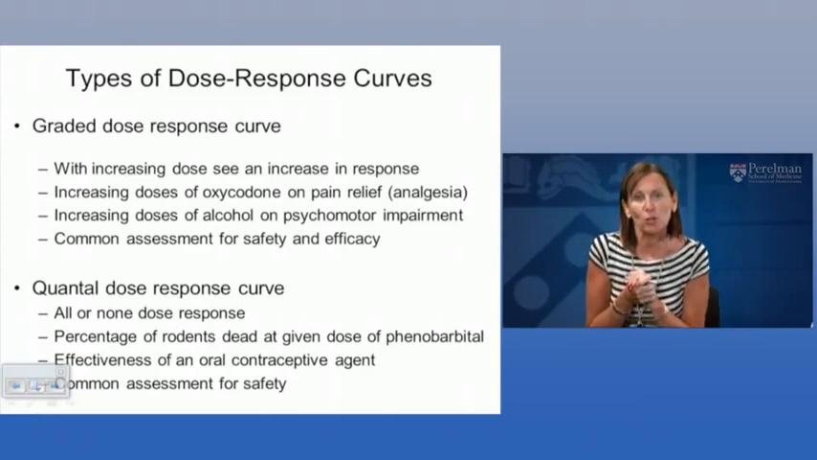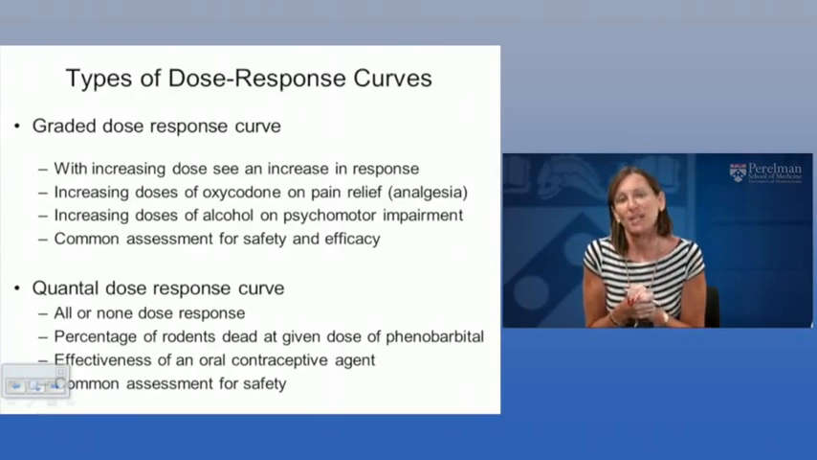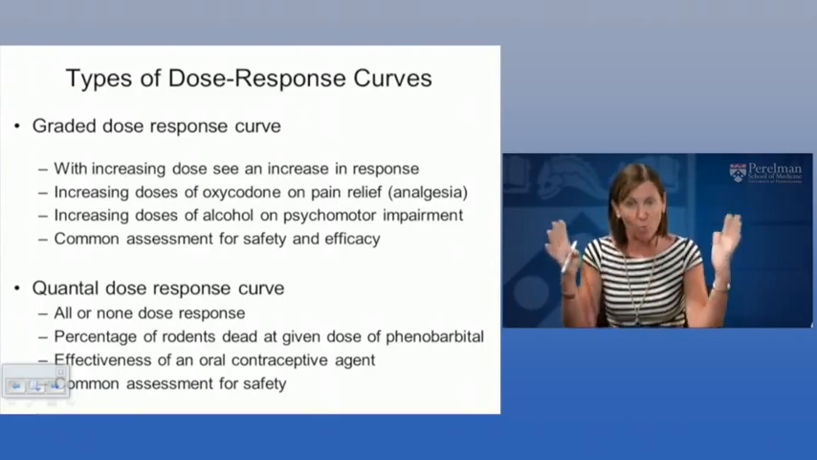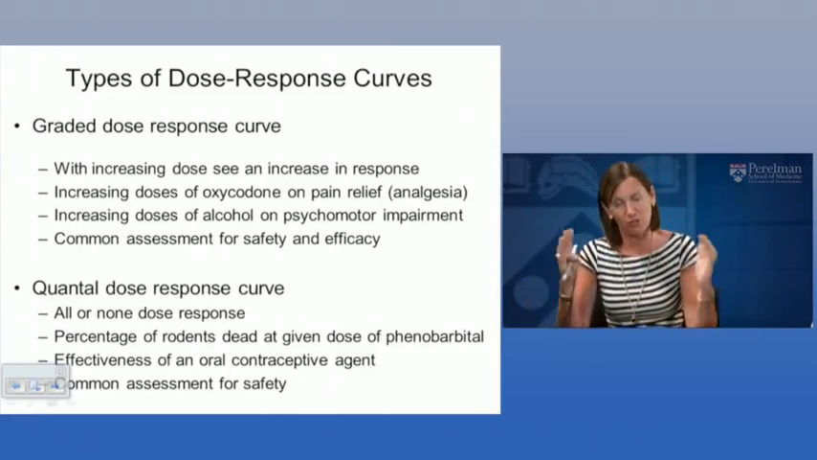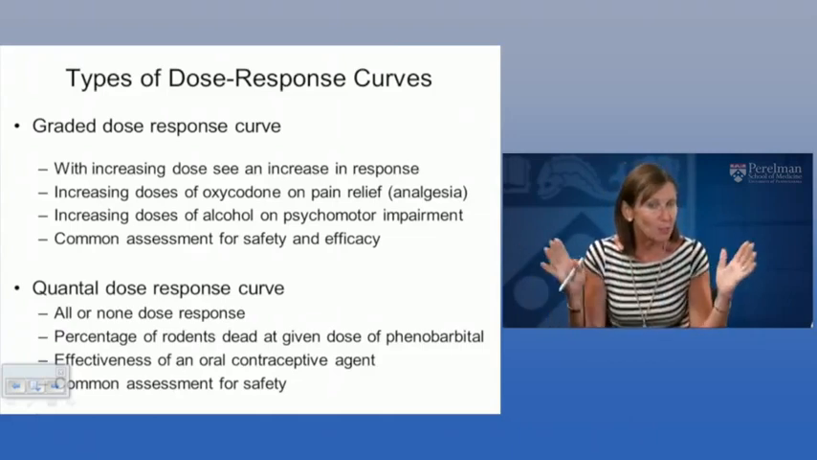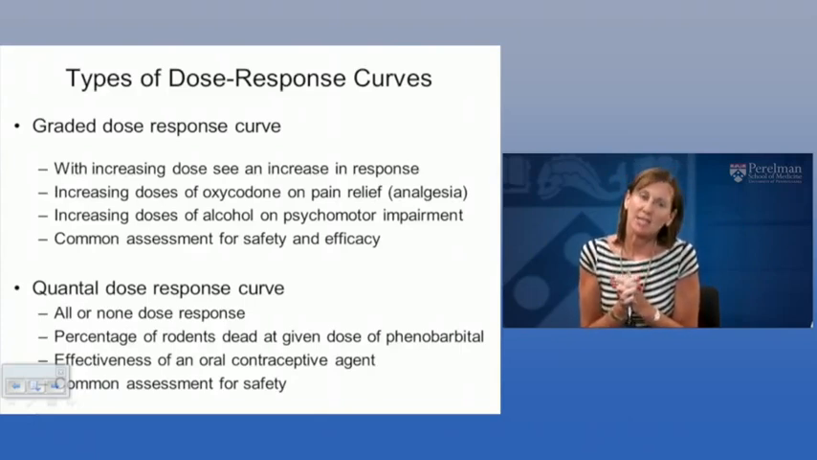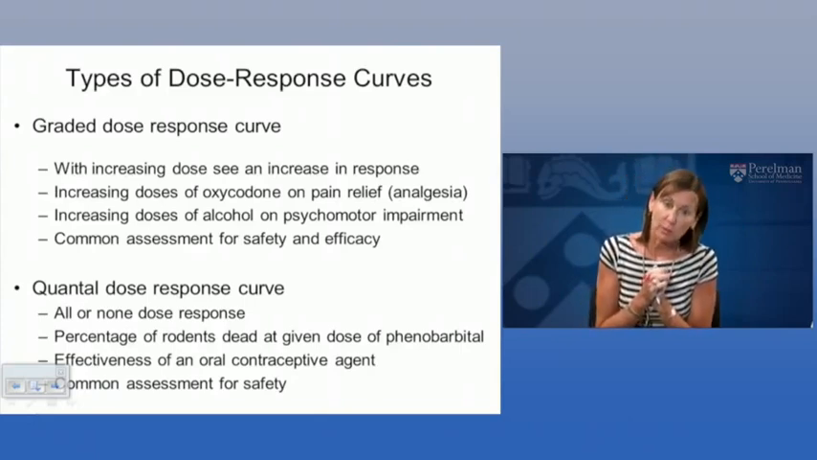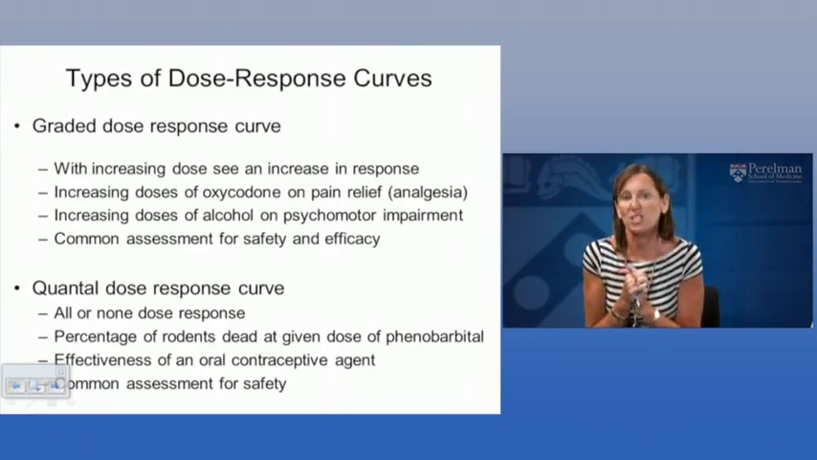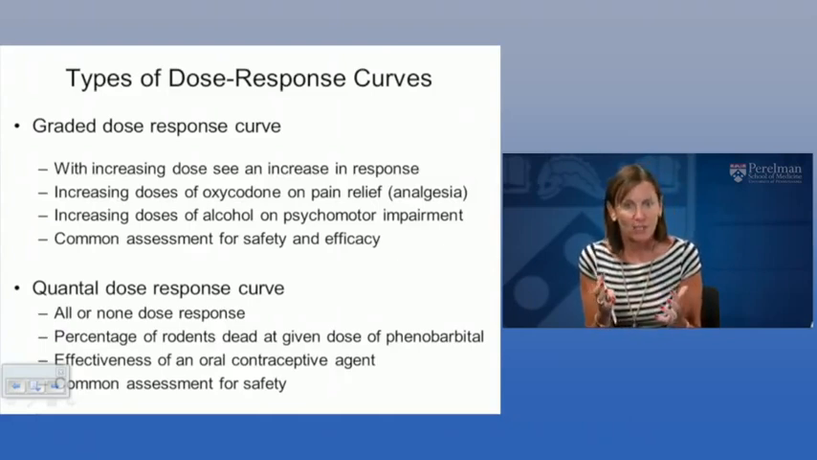And the graded dose-response curves are commonly utilized for assessing both safety and efficacy, because we want to have this sense of margin for where is the margin of efficacy witnessed, where is the margin for safety evident. And then there's a second type of dose-response curve, which we will also talk about. And these are quantal dose-response curves. And another way of saying this more colloquially is the all-or-none phenomenon.